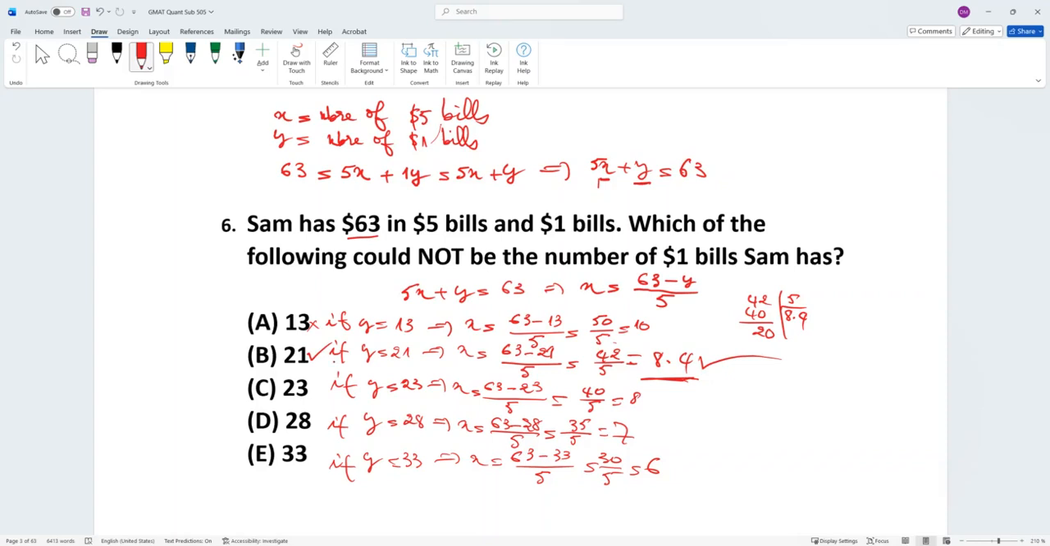So 21 cannot be the number of $1 bills, because if we have 21 dollar bills, it's giving us 8.4 $5 bills, which is not possible. It cannot be possible. Okay, so this is the answer. Let's move on to the next question.